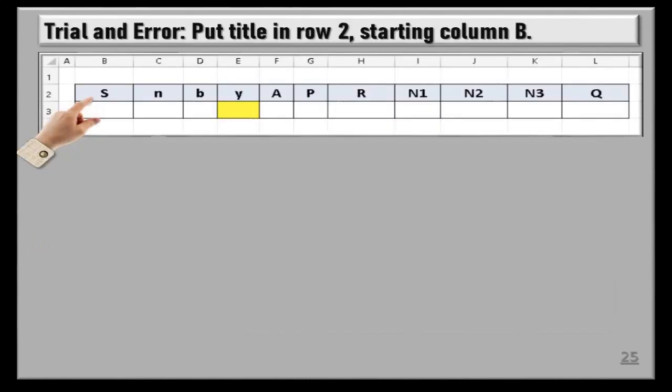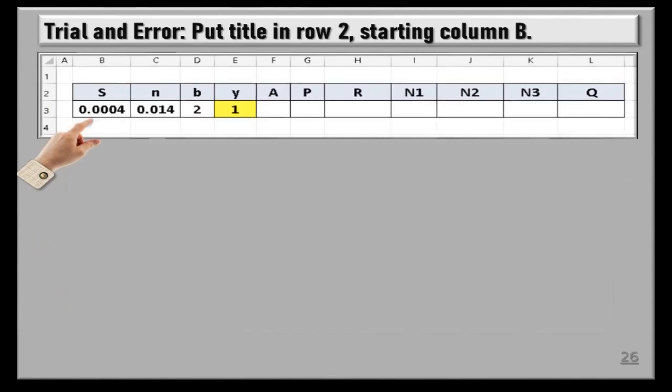First, put the title in row 2. Let's type S, N, B, Y, A, P, R, N1, N2, N3, and Q, in row number 2, starting column B. In the third row below title S, type 0.0004. Below title N, type 0.014. Below title B, type 2, and below title Y, type 1 as the initial guess for depth of flow.